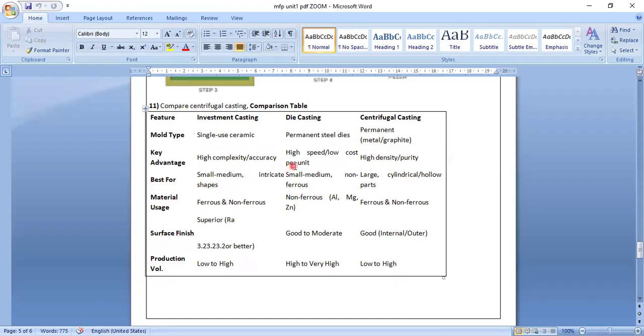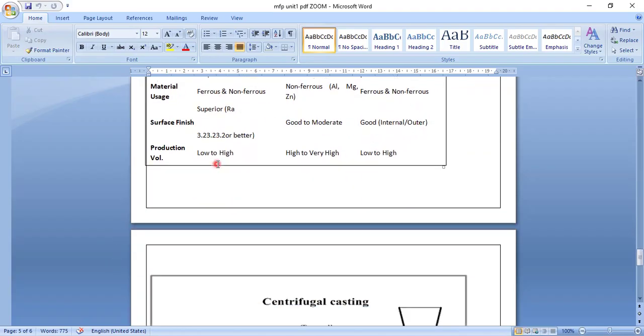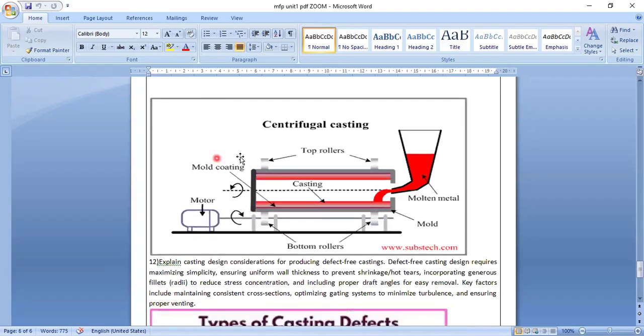Investment casting gives high complexity; die casting gives high speed and high density. Investment casting is for small to medium shapes, die casting for small to medium non-ferrous parts, and centrifugal casting for cylindrical hollow parts, both ferrous and non-ferrous. Quality is superior in investment casting, moderate in die casting, and good in centrifugal. So this is the comparison table. Any two or three you have to remember.